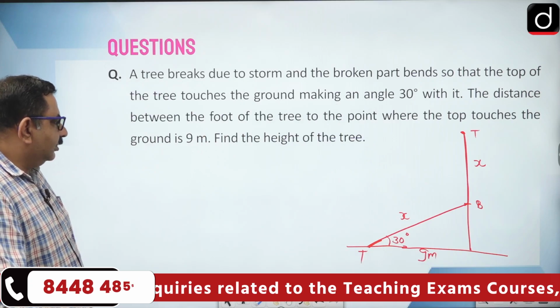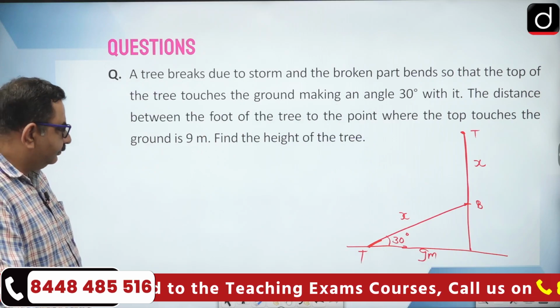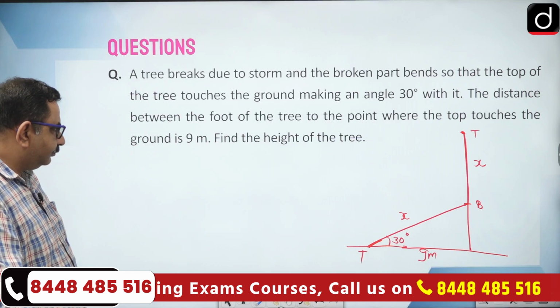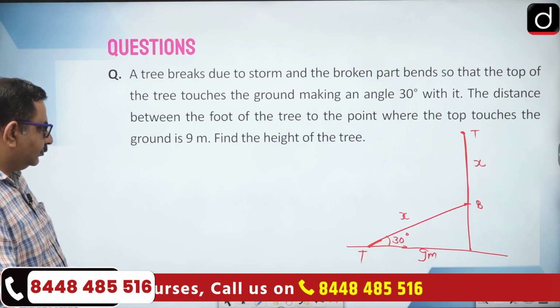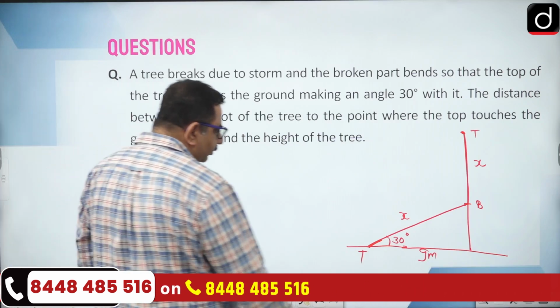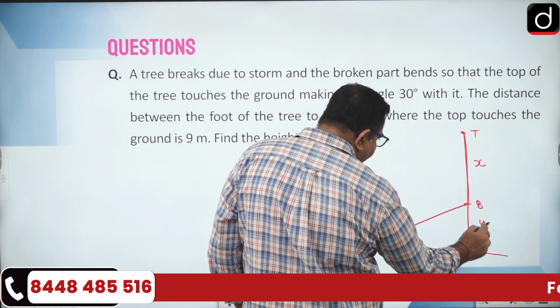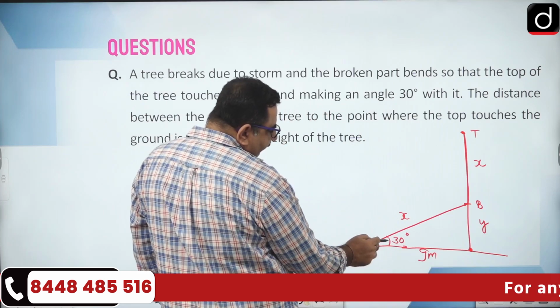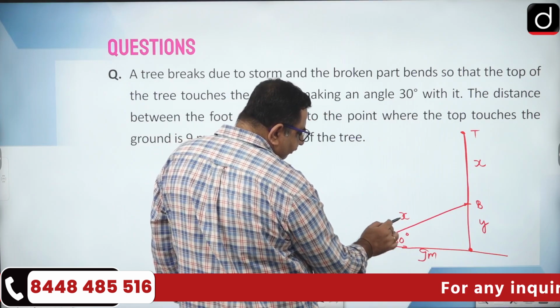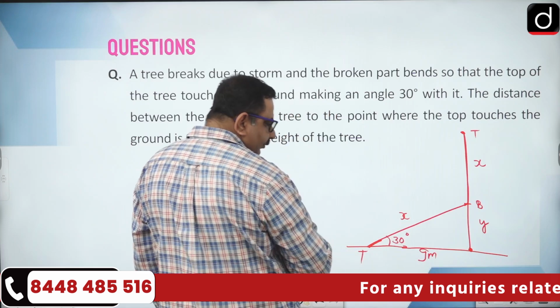We ask what is the height of the tree. Okay. So can I say this is 30 degree if I find this part y, right? So one angle is given, one side is given, I can find x and y both, right?